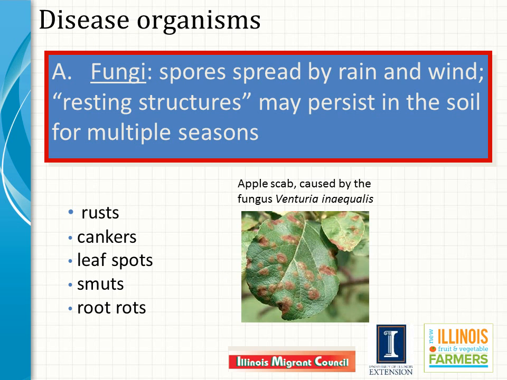So, fungi. I think you have a basic idea of what a fungus is, and of course tiny microscopic structures make up those fungi: hyphae that are the growing tissue, spores that are reproductive, and sometimes some resting structures that allow the fungus to persist in the soil for multiple seasons. The ones that infect foliage are spread by rain and wind, and examples of fungal diseases include rusts, cankers, leaf spots, smuts, and root rots. Apple scab is pictured in the slide. It's caused by the fungus Venturia inaequalis.